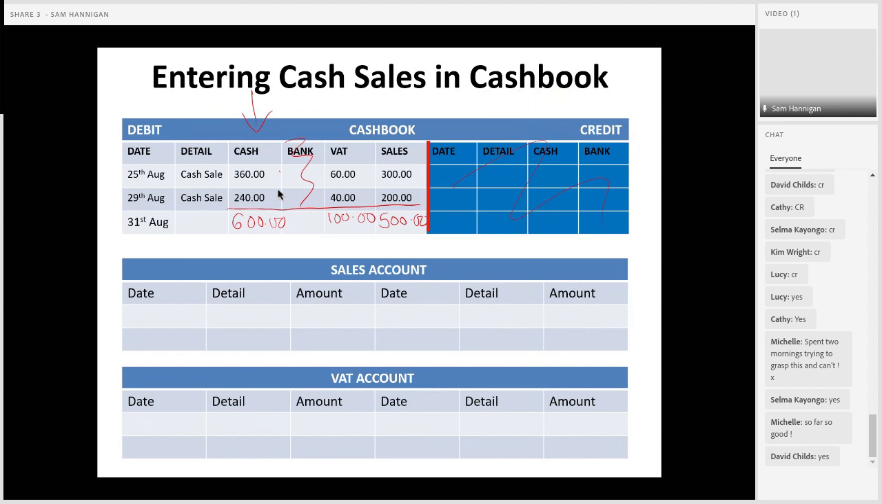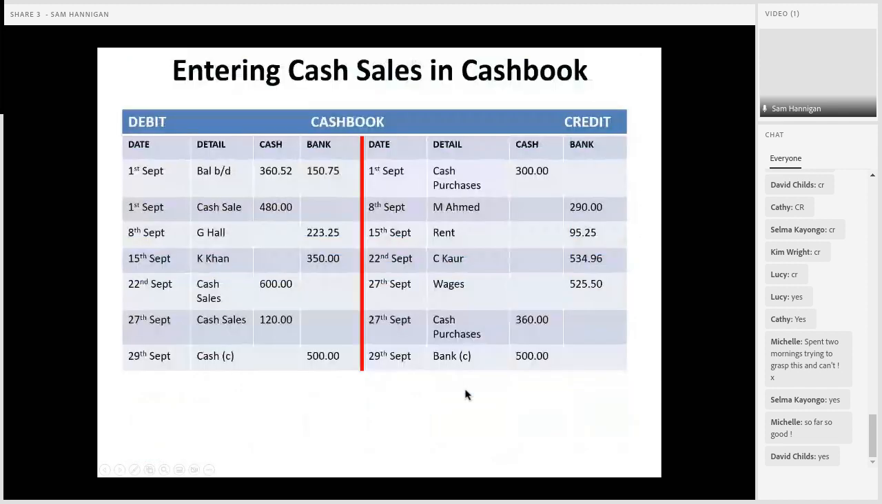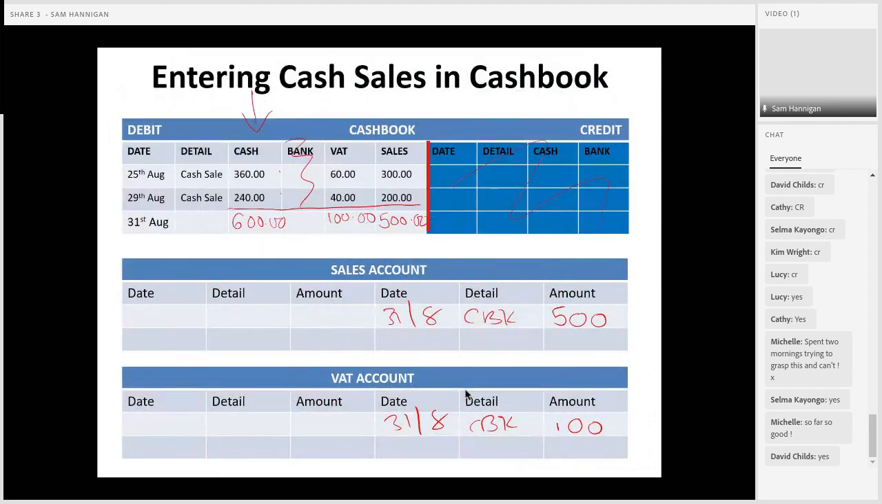So all I've done is balance it off, because I want to enter the totals into the sales and VAT account. So I've got 500, I've got 100, cash book, 31st of the 8th. I don't need to do any debits because the debits are already done.